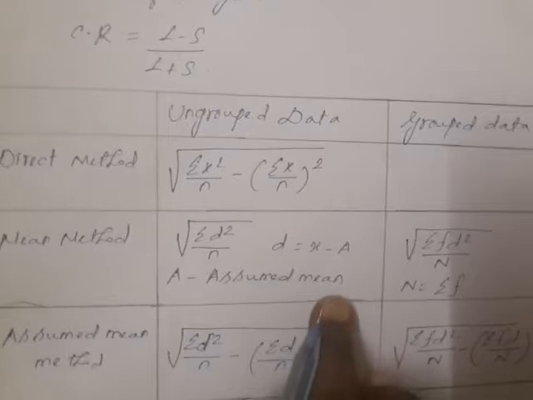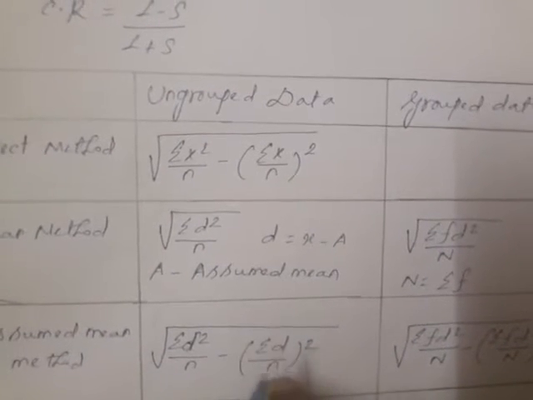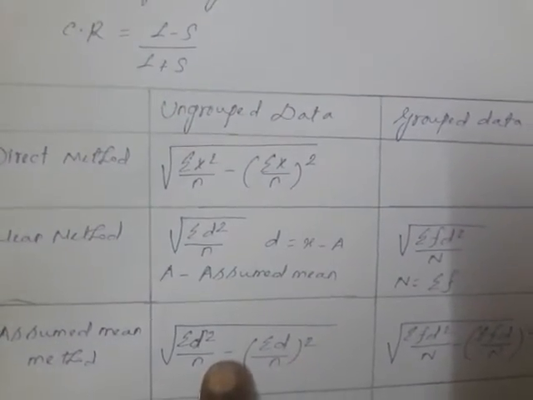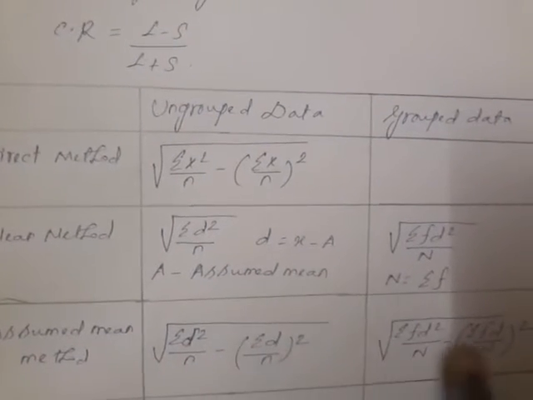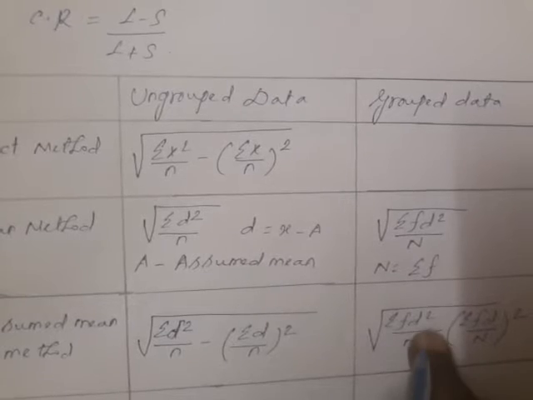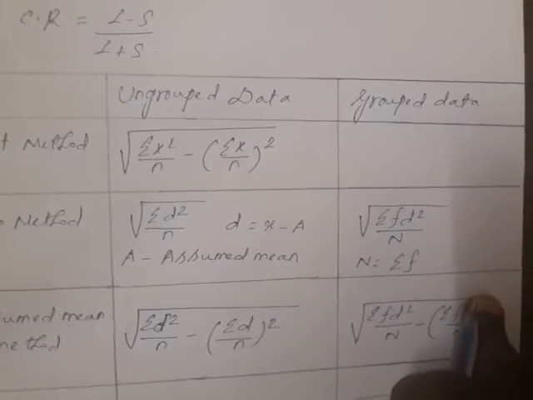Next, the assumed mean method. What is the formula? Root of sum of d square by n minus sum of d by n the whole square. It looks like the direct method, but there is only one difference. Here x is there, here d is there. That's all. So the same thing for grouped data, what is the formula? Root of sum of f d square by capital N minus sum of f d by capital N the whole square. This is the assumed mean method.